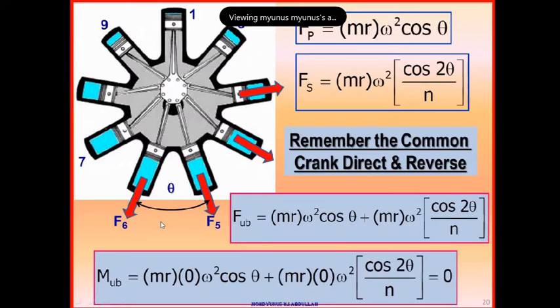The definition of couple is force multiplied by perpendicular distance. Here you have a force, but there is no distance perpendicular to the force, so D becomes 0 and there is no couple. If the question asks why there is no moment on the radial engine, this is the answer: there is no perpendicular distance to the force creating a moment or couple.